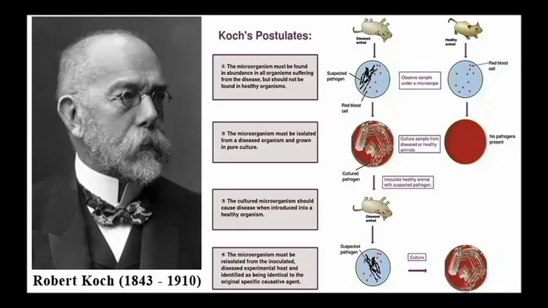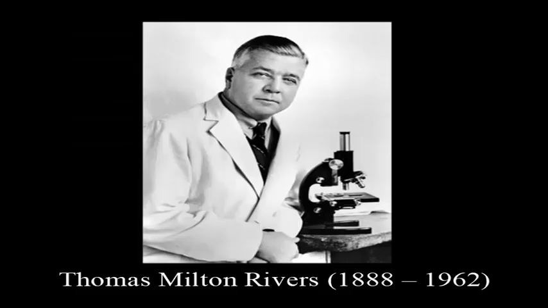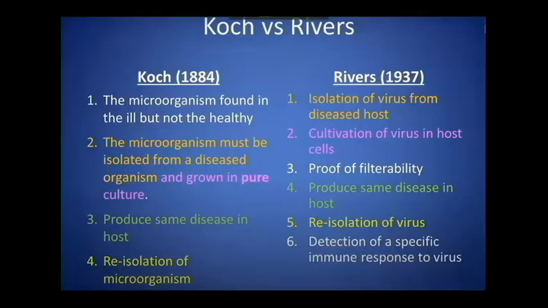The germ theorists distanced themselves from Koch's postulates because if they followed the scientific method, they ended up refuting their own theories. In 1937, Thomas M. Rivers, the director of the Rockefeller Institute for Medical Research, proposed modifications to the original Koch's postulates. These were called Rivers' postulates.